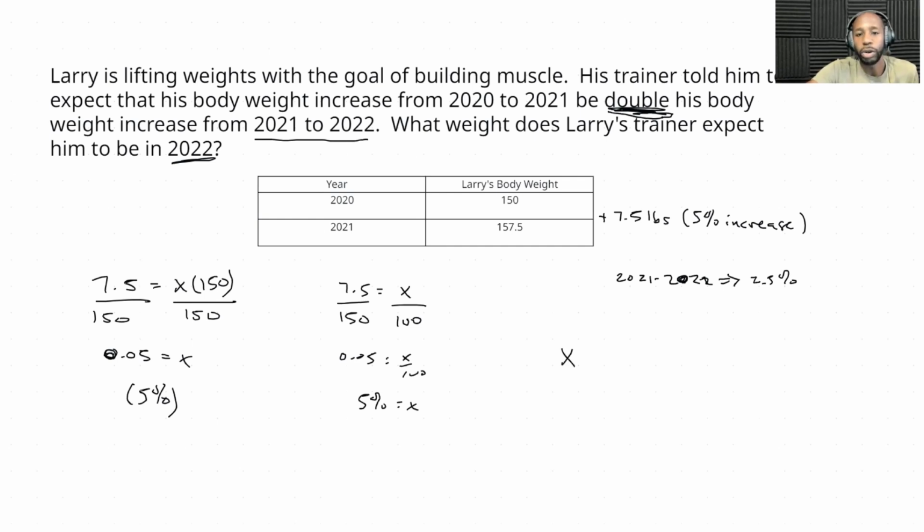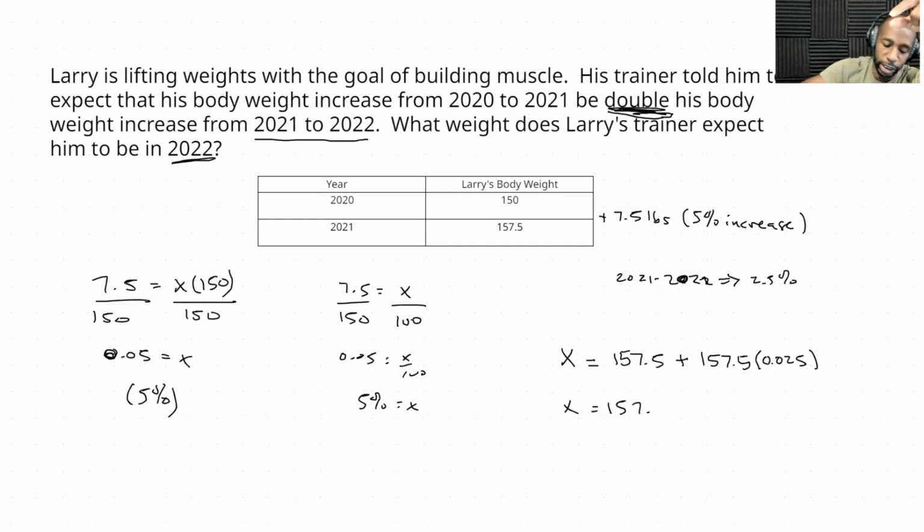His final body weight is going to be equal to, so watch this now, his initial body weight, which now is 157.5, plus 2.5% of that. So that's 157.5 times 0.025, or you could say 2.5 out of 100, whichever one is suitable for you. So again, what we're saying is his final weight is equal to his initial weight plus 2.5% of that.